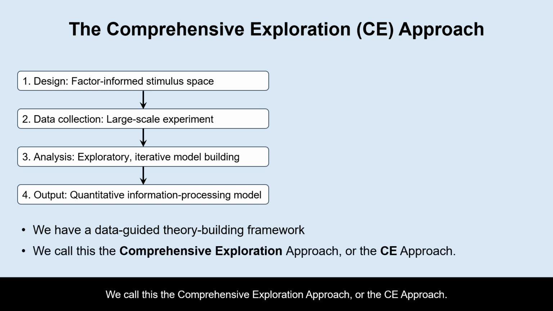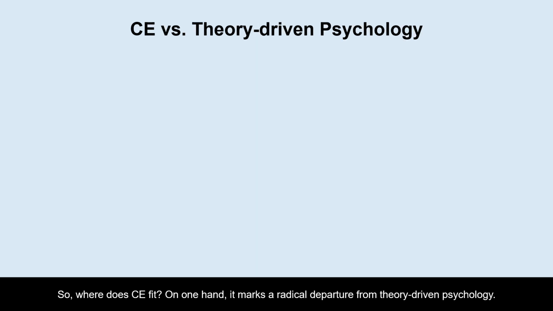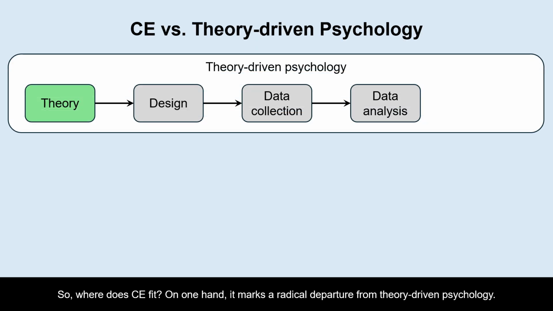We call this the comprehensive exploration approach, or the CE approach. It is named for its 2 most distinctive features, being comprehensive and exploratory. So, where does CE fit? On one hand, it marks a radical departure from theory-driven psychology. It represents a fundamental shift to data-guided theory building.